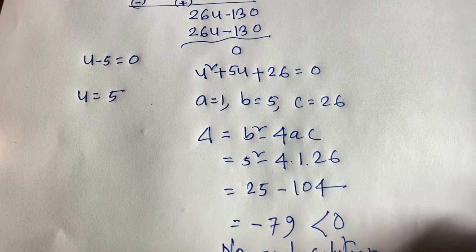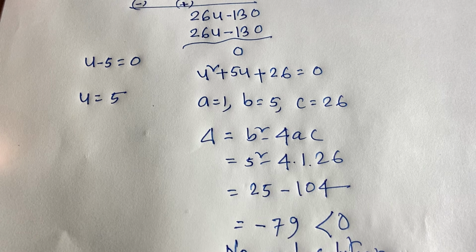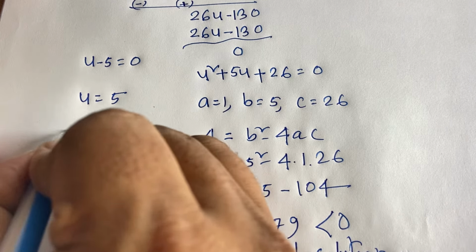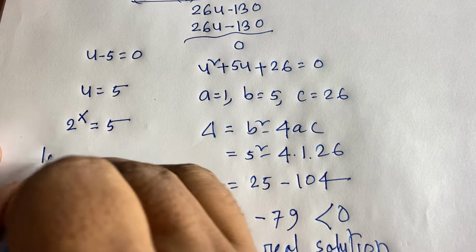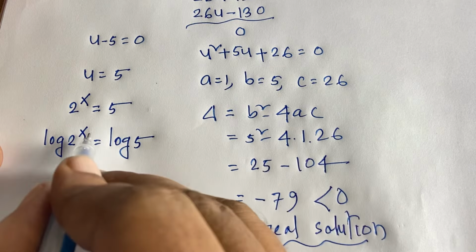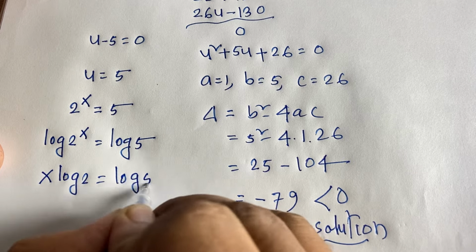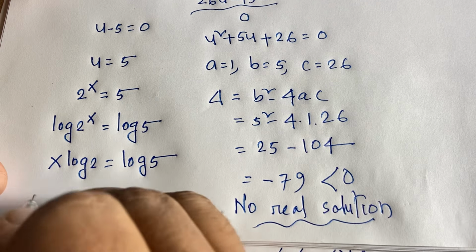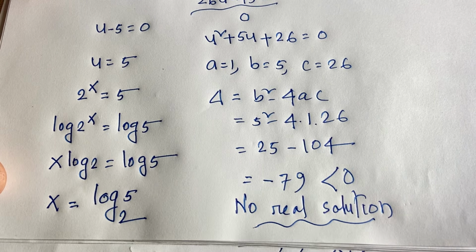Okay, so in this expression u is equal to 5. But recall that first of all we let u is equal to 2 to the power x. So I can say 2 to the power x is equal to 5. Then if I take the natural log of both sides, log 2 to the power x is equal to natural log 5. Then if I move this x to this side, it will be x log 2 is equal to log 5. Then if I divide both sides by log 2, we find our final answer, x is equal to log 5 base 2. This is the value of x in this exponential equation, in this maths Olympiad question.